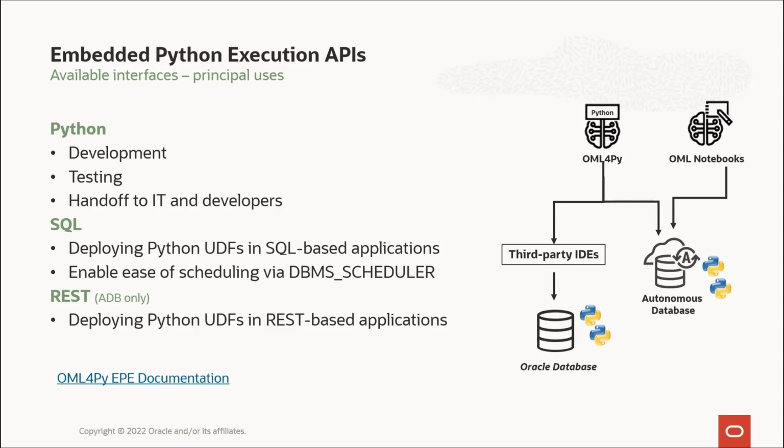With the SQL API, your scripts can be scheduled to run using the DBMS scheduler. And then the REST API allows you to deploy scripts in REST-based applications through HTTP. There are no client package requirements other than a REST client like curl or Postman to initiate the calls. And a couple of things to note: the REST API for embedded Python is available on Autonomous Database only. And right now we have a small number of third-party packages that we include with OML4Py in Autonomous Database, and third-party package installation will be available there later this year.